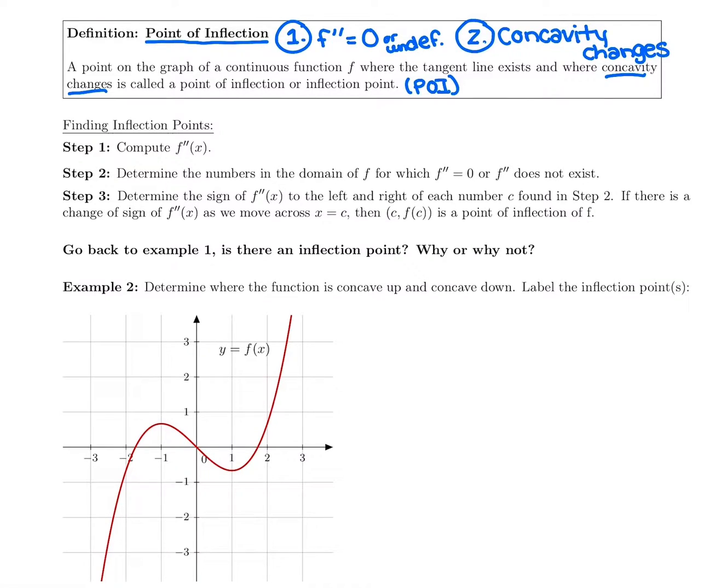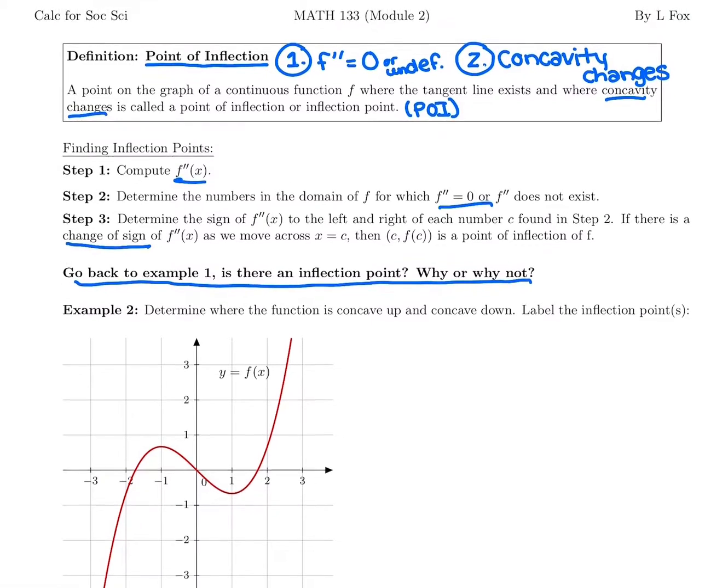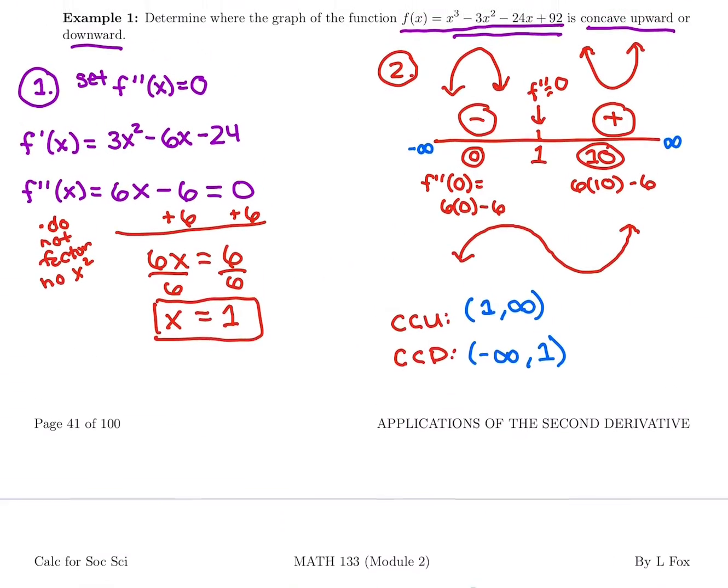So to find inflection points, we're still going to do our same steps. We're going to take the second derivative, we're going to set it equal to 0, we're going to make a sign chart, and we just need to make sure the sign changes to be an inflection point. So let's go back to that example we just did and see, is there an inflection point? Why or why not? So let's go look back at our first answer here.